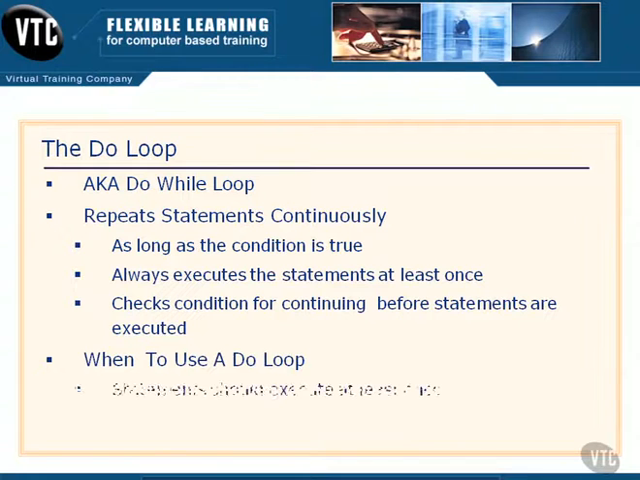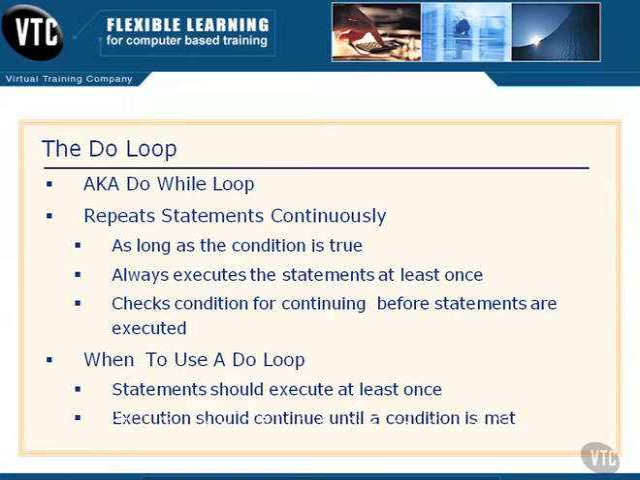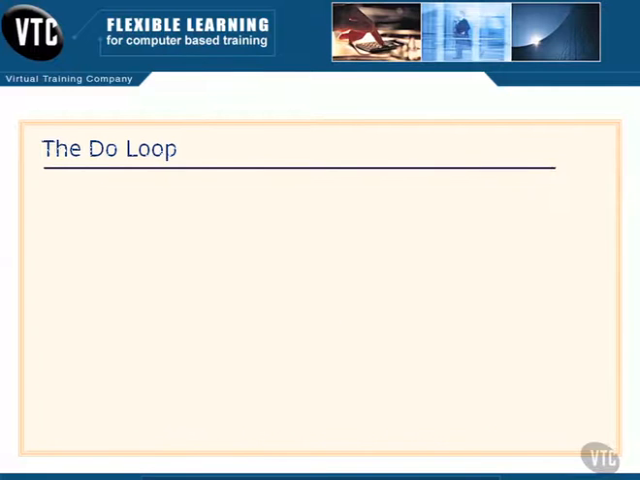So when do you want to use a do loop? Again, in the real world, just as you're writing your code, you'll understand when you need to use it based on what you're trying to do. But whenever your statements should execute at least once, and then that execution should continue until whatever condition you've set up is satisfied. So let's look at the syntax of the do loop here.